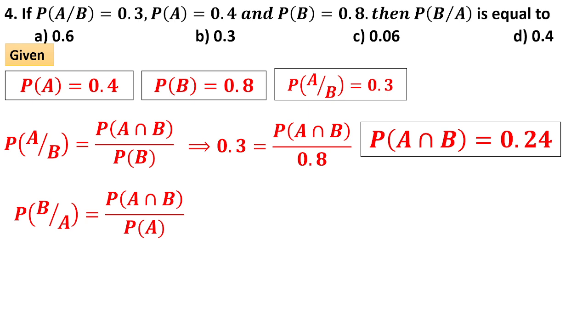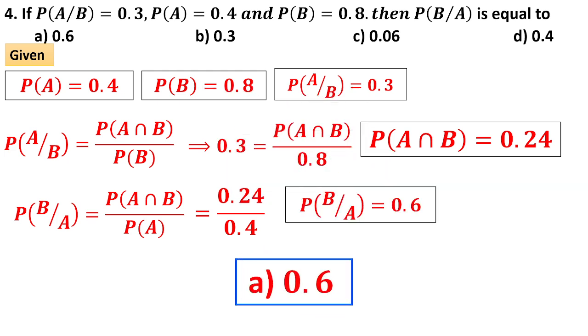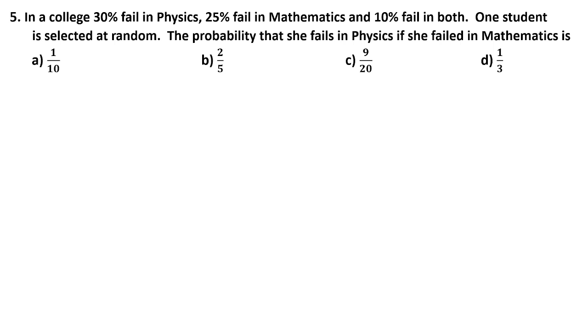Go back to the formula for P of B given A. We have to substitute these values now. You get the answer as 0.6. Question number 5. In a college, 30% file in physics, 20% in maths, 7% in both. P of A, P of B and P of A intersection B are given.